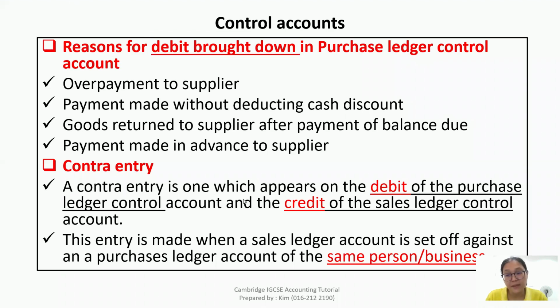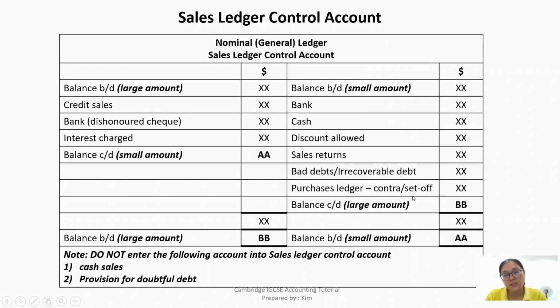Good. So that is what is meant by the contra entry, to offset the outstanding in the sales ledger control account and the purchases ledger control account. Okay. For this topic, the important thing is that the sales ledger control account is an account we need to prepare. Most of the time in the exam, they ask us to prepare the sales ledger control account or the purchases ledger control account, depending on what we have in the question.